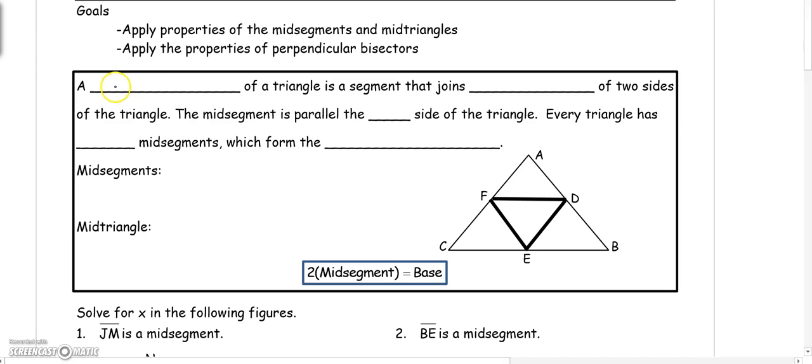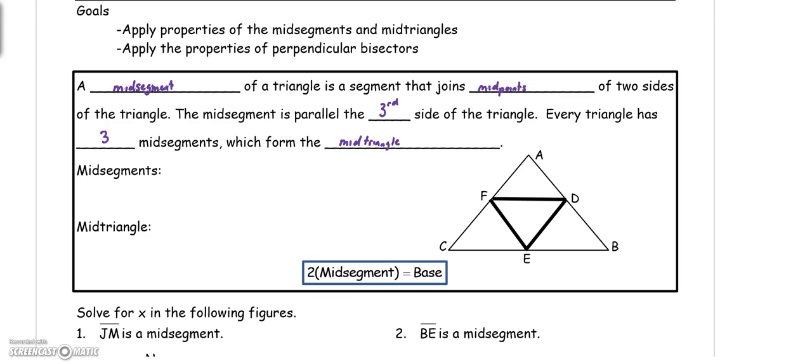So a midsegment of a triangle is a segment that joins midpoints of two sides of a triangle. The midsegment is parallel to the third side of the triangle. Every triangle is always going to have three midsegments, which are going to form your mid-triangle.